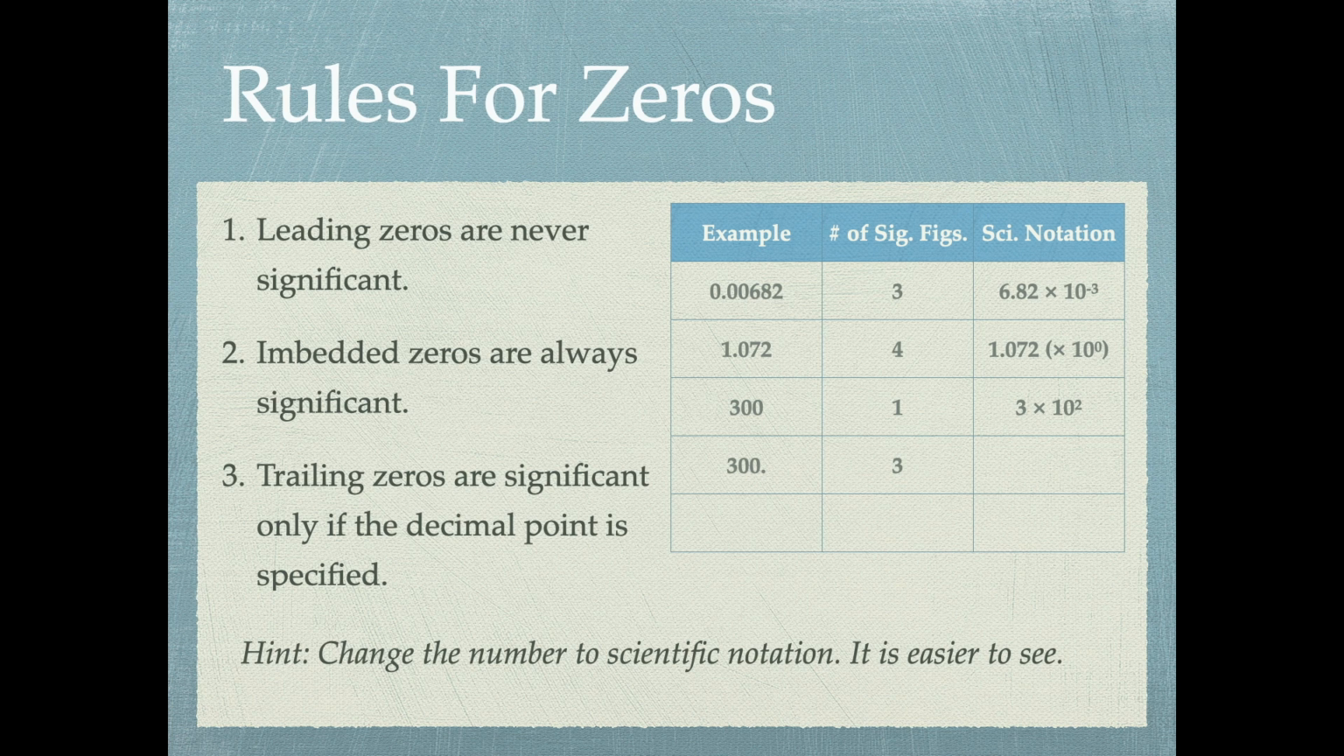Okay? So if I put this into scientific notation, I need to show that those zeros are significant so that other physicists doing calculations can understand it. And the way to do that is to count them as significant numbers.